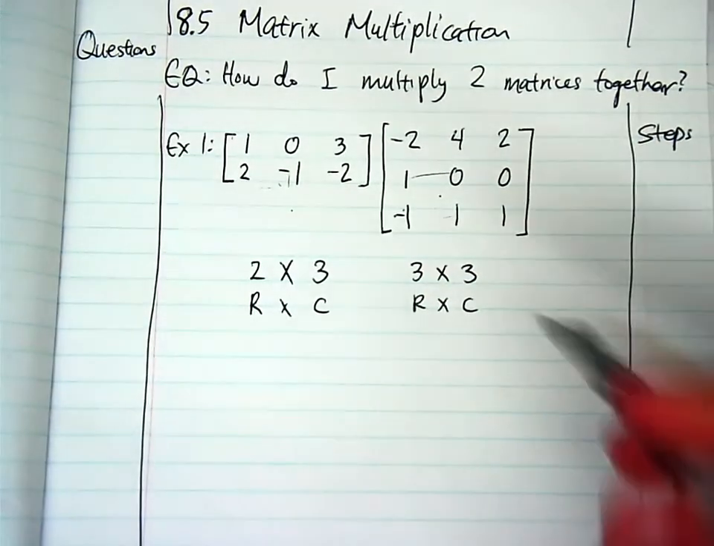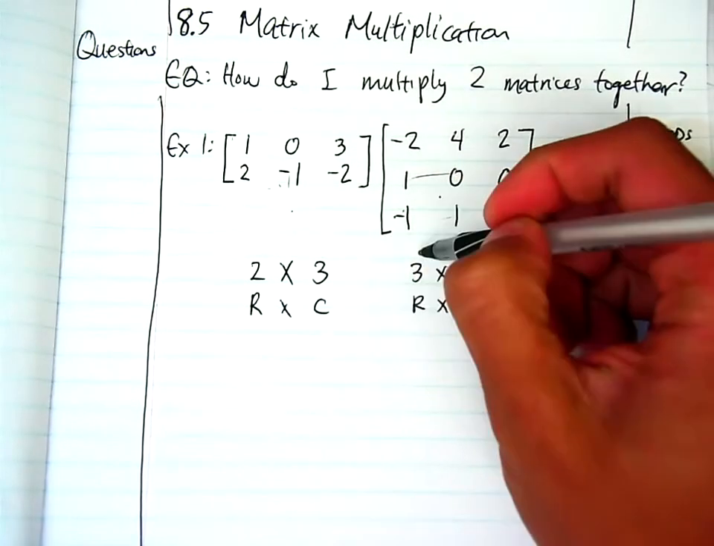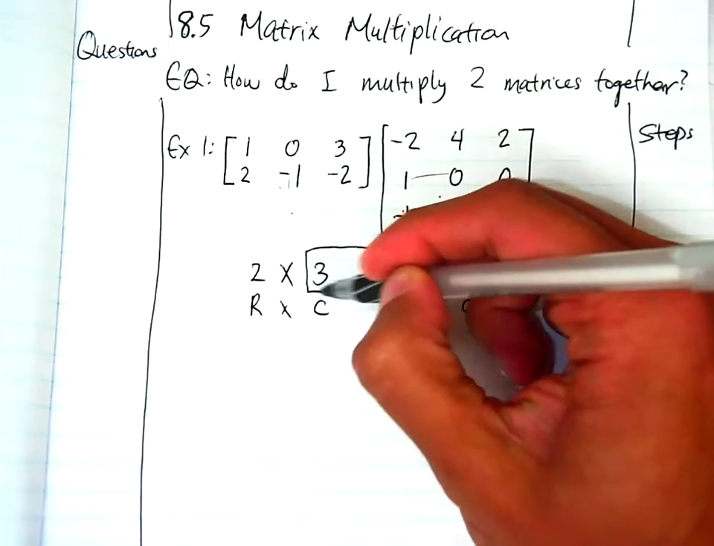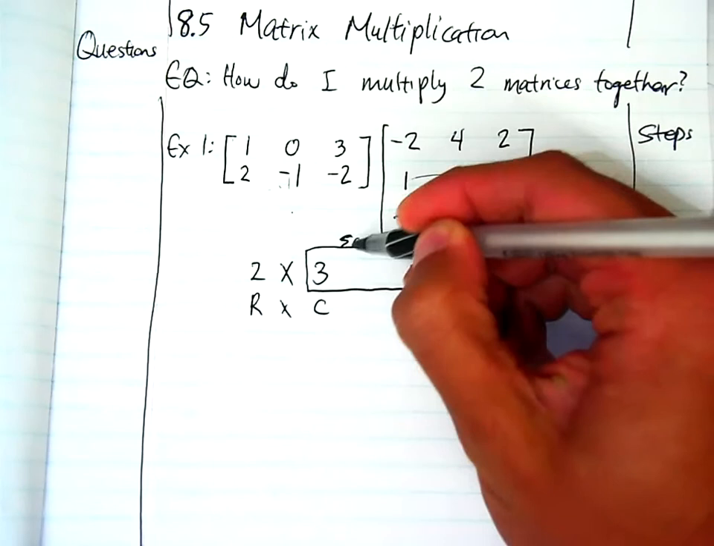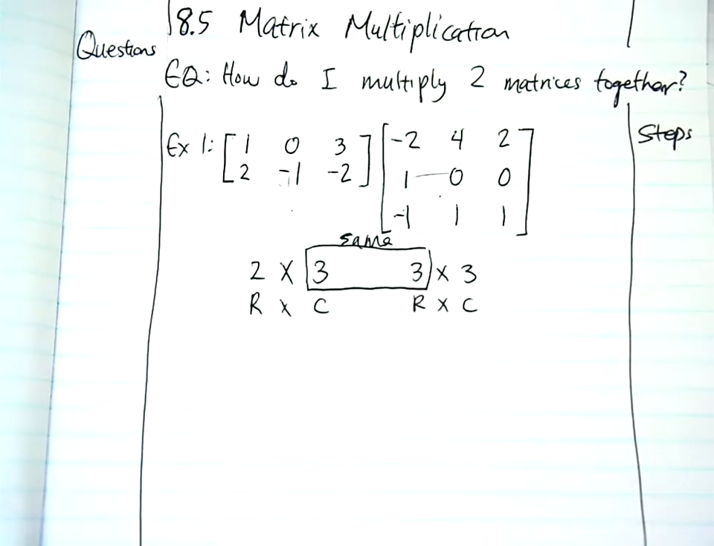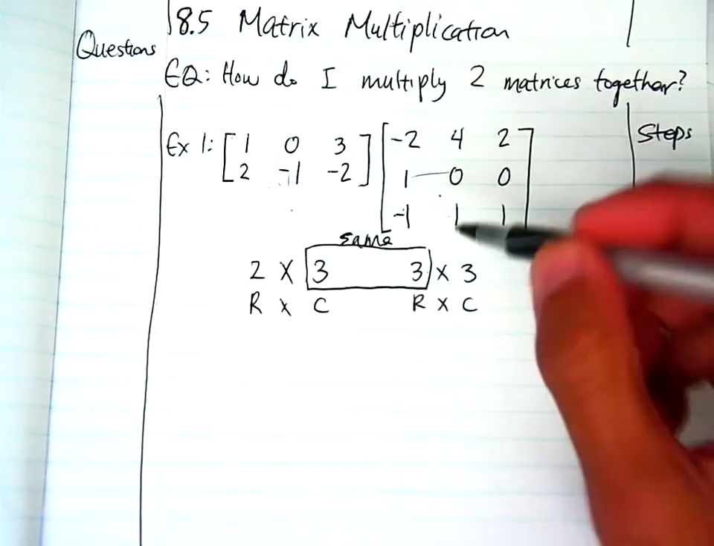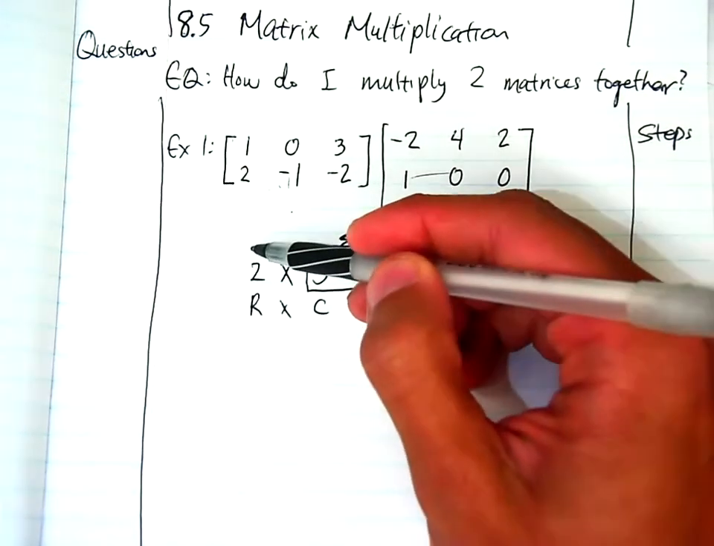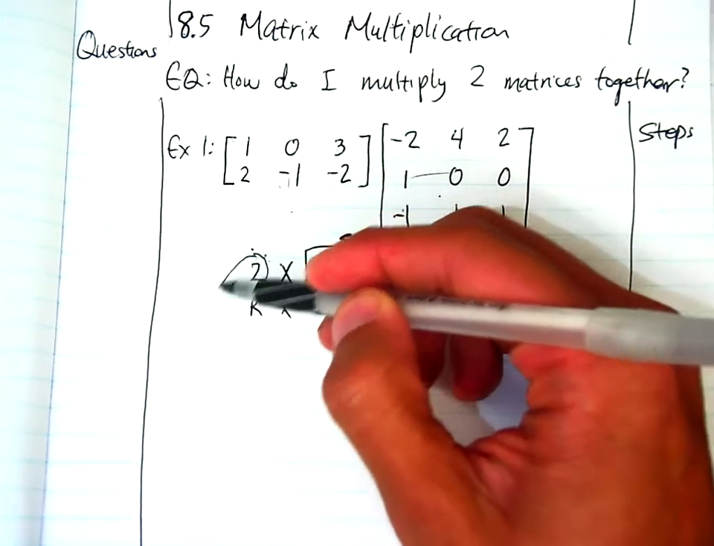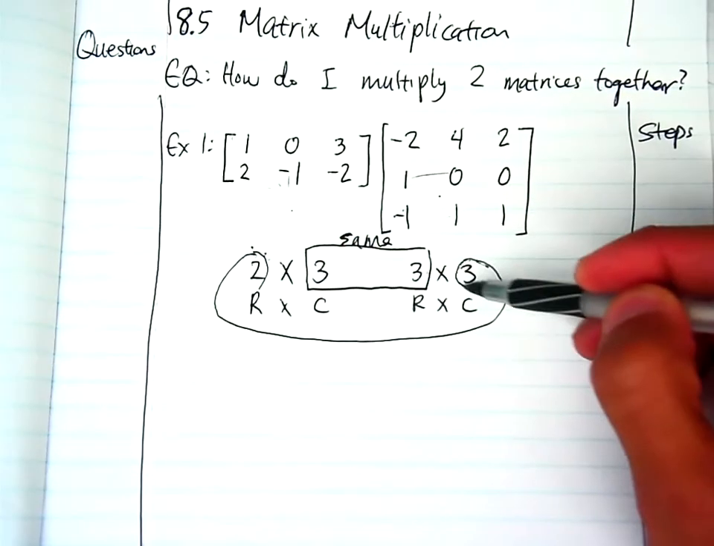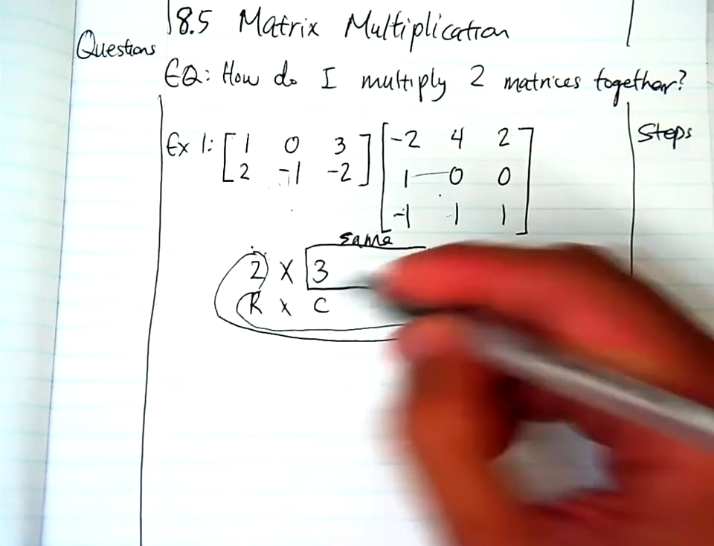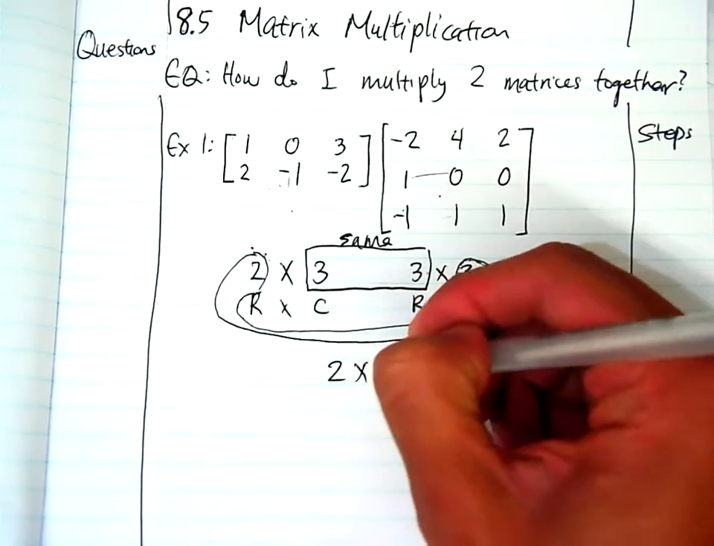Okay, you can only multiply the matrices if these two numbers are the same exact numbers. And since they are, I can multiply them. And the final matrix is the rest of the numbers. So since the numbers are 2 and 3, the final matrix is going to be 2 by 3.